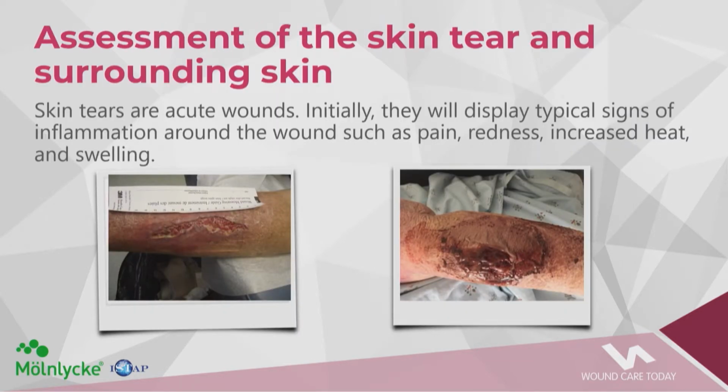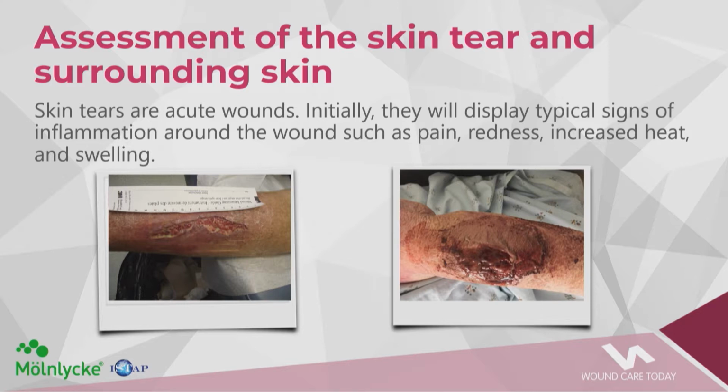So skin tears, as I said, are acute wounds, and initially they will display the typical signs of inflammation, because inflammation is the body's response to injury, and here the skin has been injured by the tear and the blunt trauma. So the signs of inflammation around the wound are pain, redness, heat and swelling. But these are very similar to infection, so we'll talk about how to tell the two apart a bit later on. So we need to assess the level of inflammation.